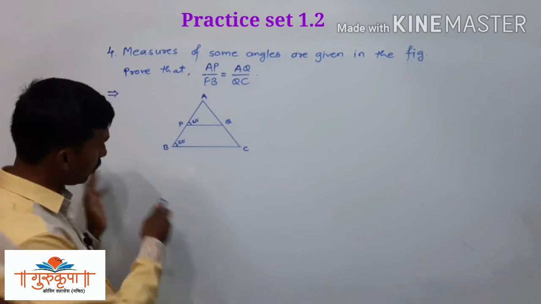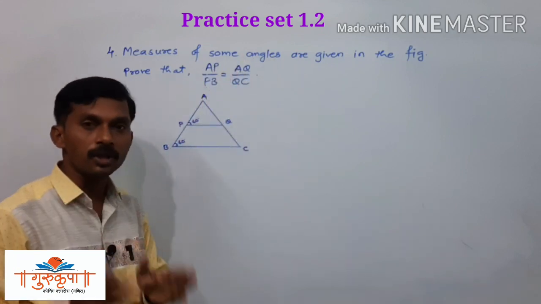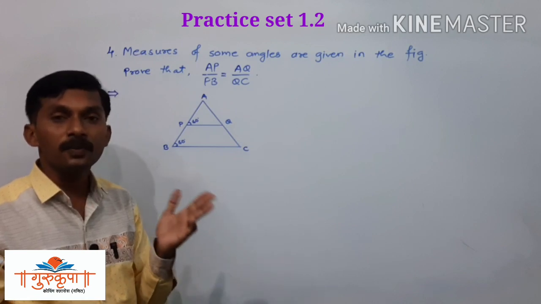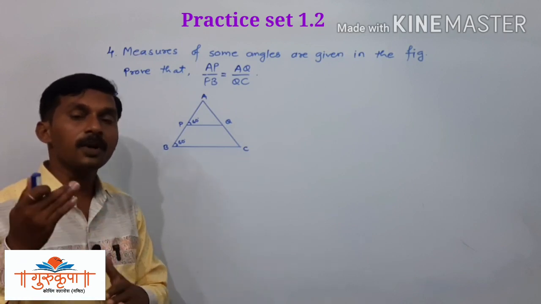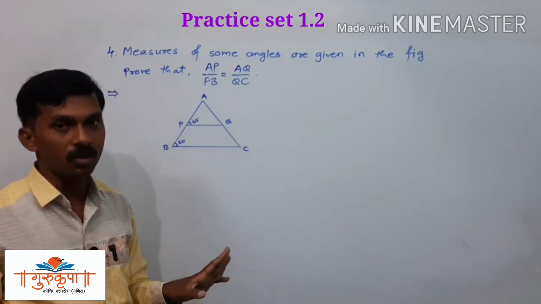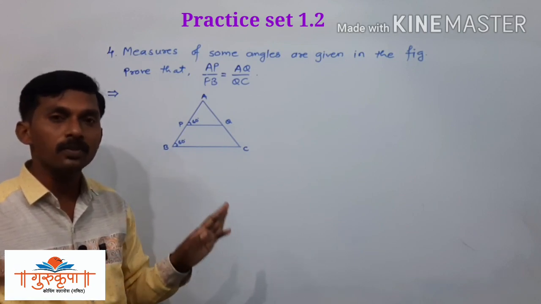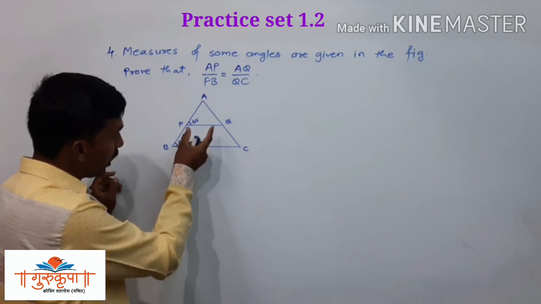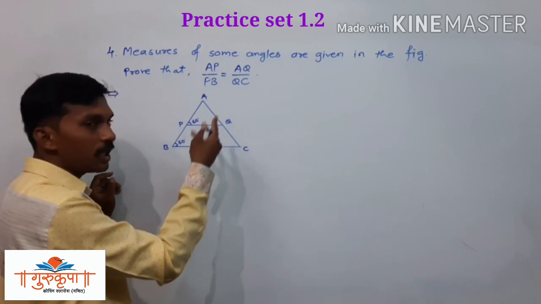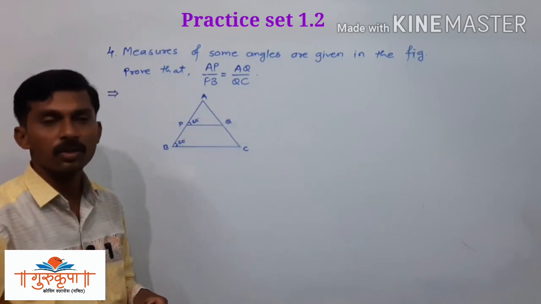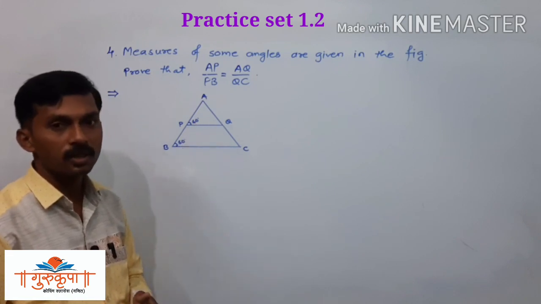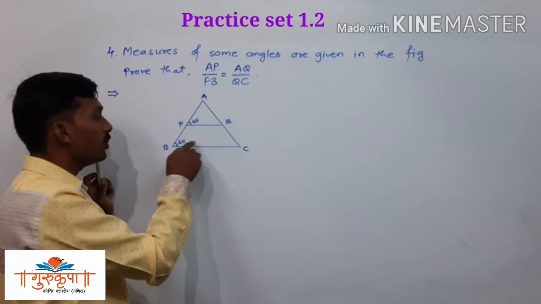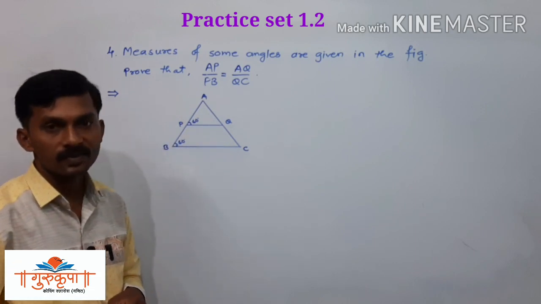Some students directly write using the basic proportionality theorem. We are able to use the basic proportionality theorem if and only if a line is parallel to a side of the triangle; otherwise we are unable to use it. But PQ parallel to BC is not given information. It is given that angle APQ is 60 degrees and angle ABC is 60 degrees.